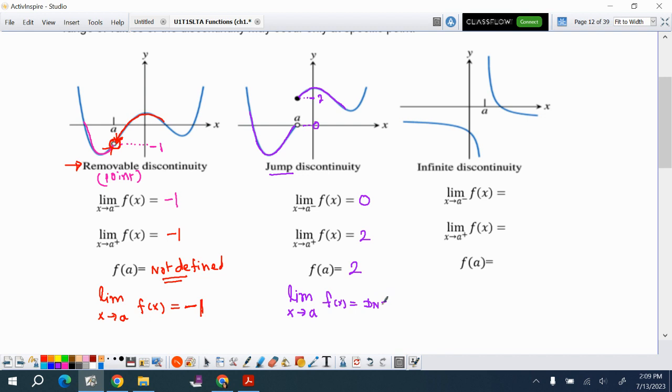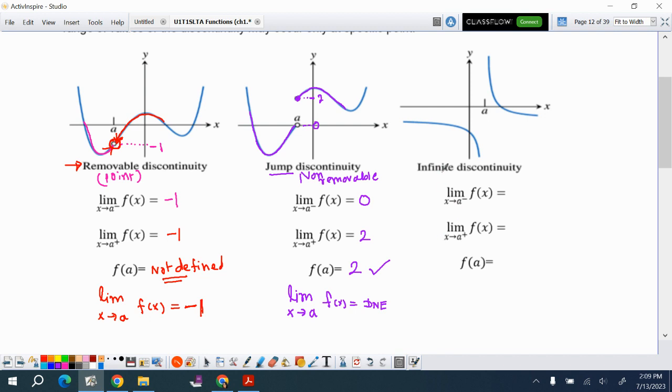DNE is a very popular acronym. Does not exist. Limit does not exist because from the left and from the right you are coming at two different places. So limit does not exist. Is function value defined? Yes. F of a is 2 because there is a closed circle at 2. Jump discontinuity is also called non-removable. You cannot remove this discontinuity because it's not easy to fill up the gap. It's easy to fill up the hole, but you cannot fill the valley. It's a huge gap.